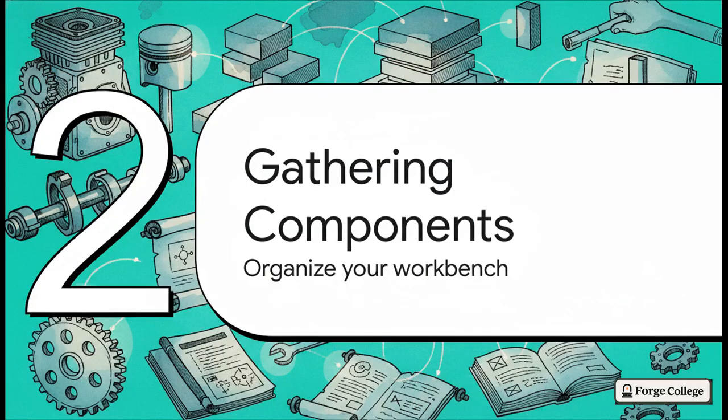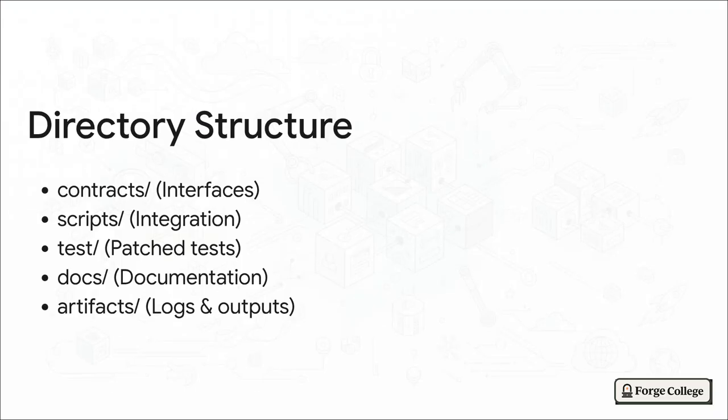Let's move on to section 2, gathering your components. You'd never try to build a high-performance engine by just reaching blindly into a messy pile of parts, right? Of course not. You pull together the architecture, the finalized code, the manuals, and you lay them all out. This project directory structure is exactly what our organized workbench should look like. Think of these folders as your hardware bins.